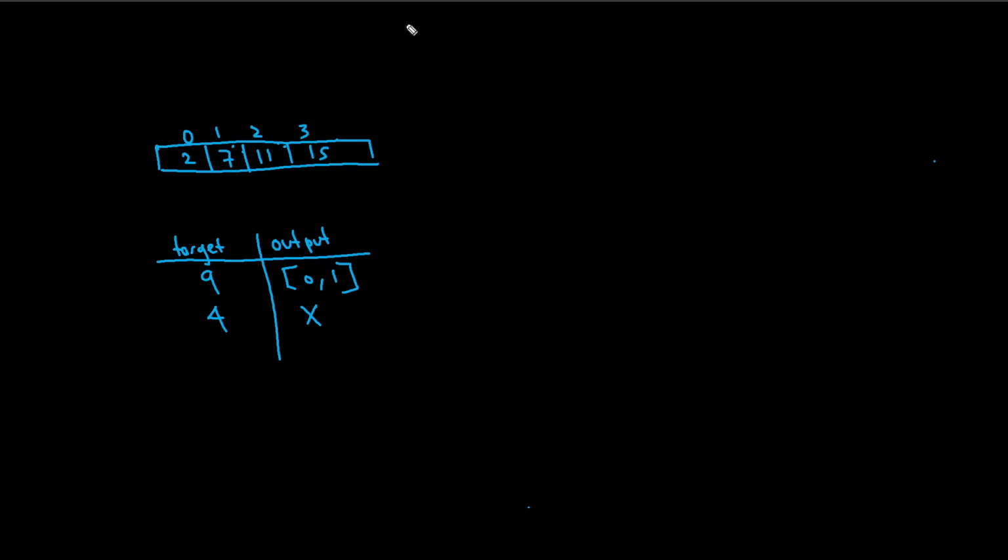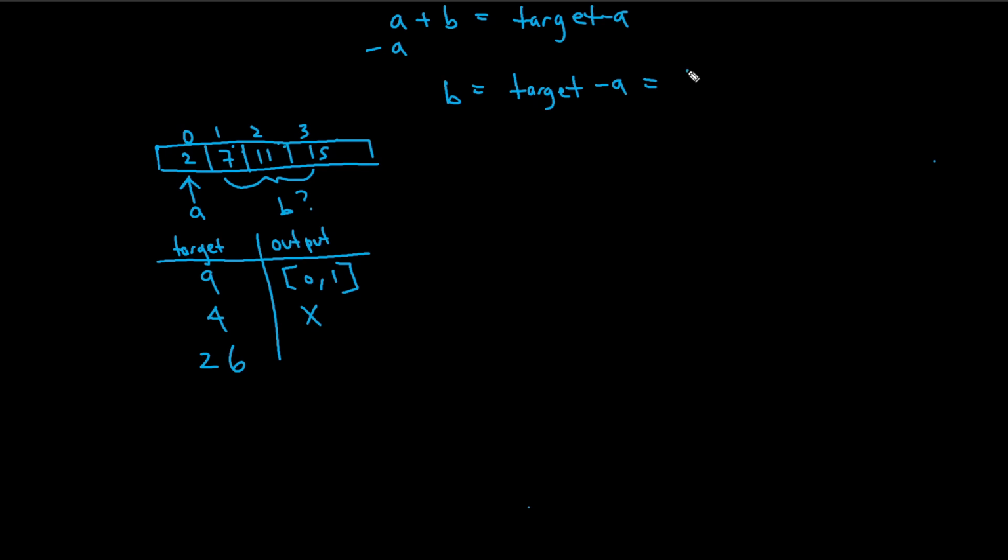So how do we go about finding a solution to this problem? Well, we need to find two numbers that add up to target, right? So let's just call them A and B, and their sum is equal to target. And let's say that target is equal to 26. So what we can do is start at the beginning and say A equals 2, and look for B among the remaining elements. If we do some simple algebra, B is equal to target minus A, which is equal to 26 minus 2.